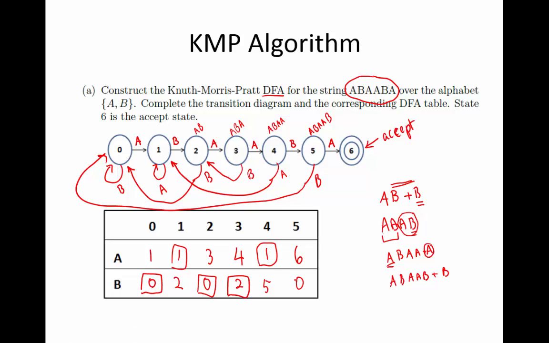So if any text string runs through this machine, and that text string contains ABABAA, it's going to get to the accept state. So this shows you how the KMP table can be built given the string, and we can figure out exactly what the tables can look like.